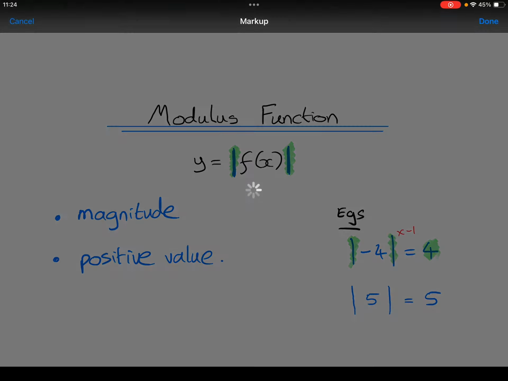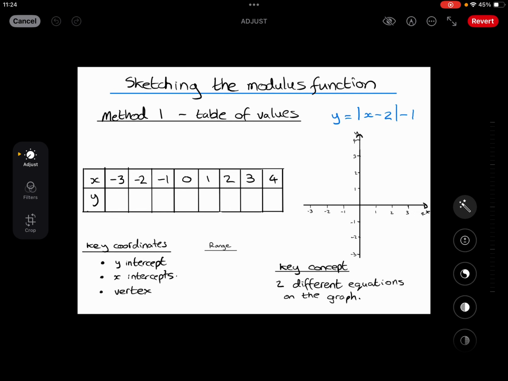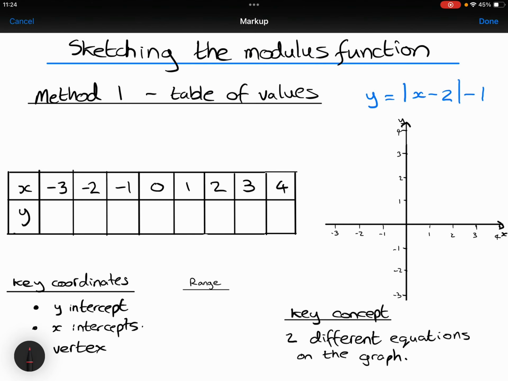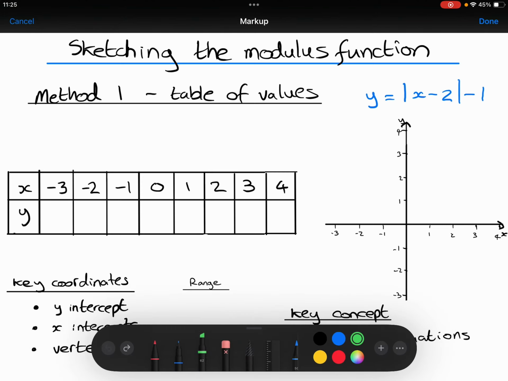So let's have a look at drawing the modulus function graph. We're going to do it in a couple of different ways. First of all, with a table of values. The graph we're going to draw is y equals the modulus of x minus 2, minus 1. So the order in which we're going to do things here: we're going to substitute x values in here. We're then going to subtract 2 from that, take the modulus of it to make sure that it's positive, and then at the end, we'll subtract 1. And that will give us our y values.